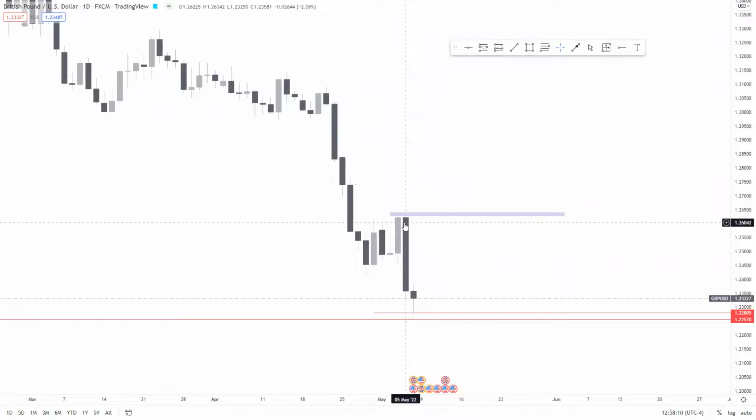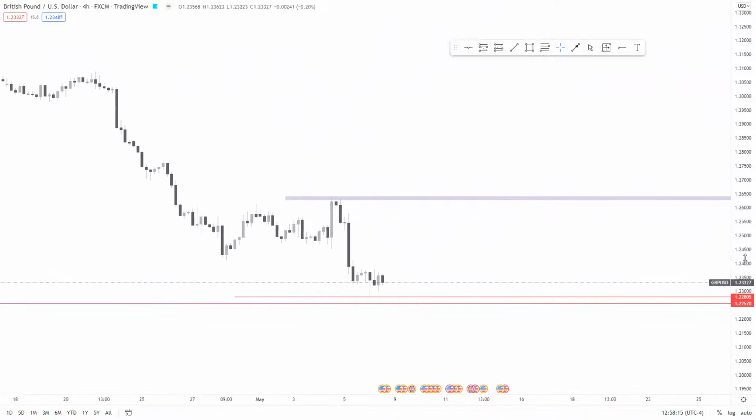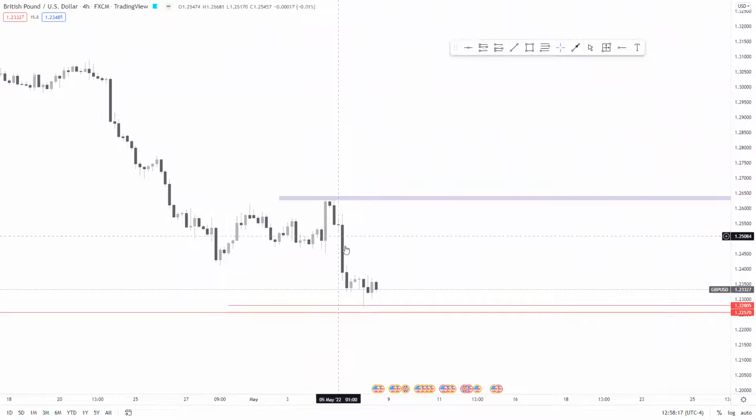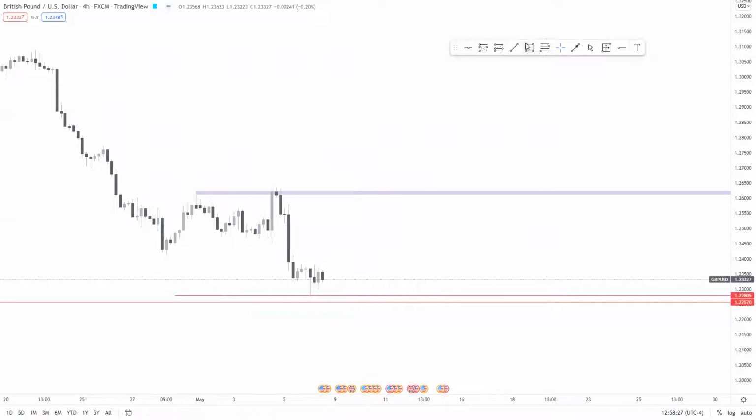Okay. Going to the 4 hour time frame, you can perfectly see this breaking structure, taking out all these lows. It pushed the market further down. I'm going to move my zone to here. Also draw a zone at this doji candle.